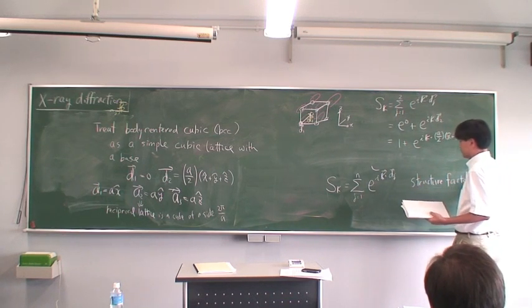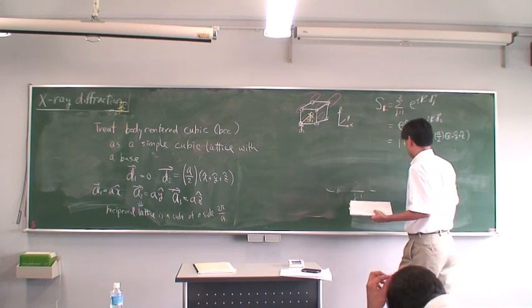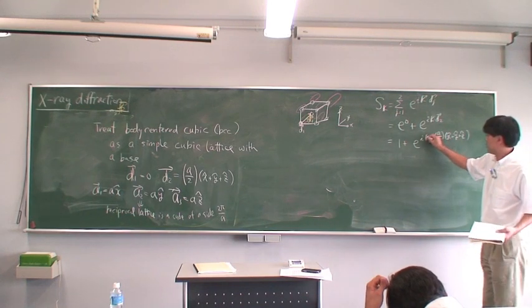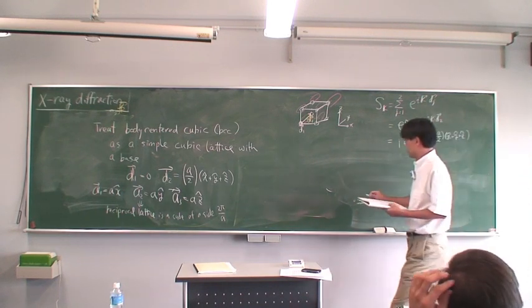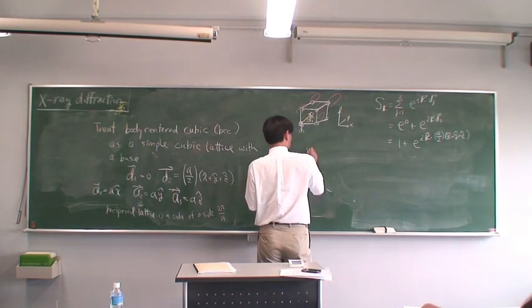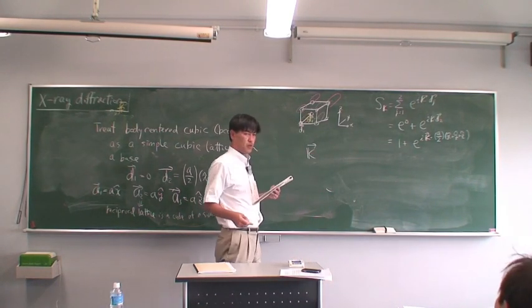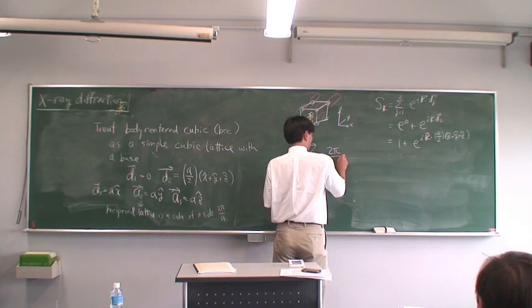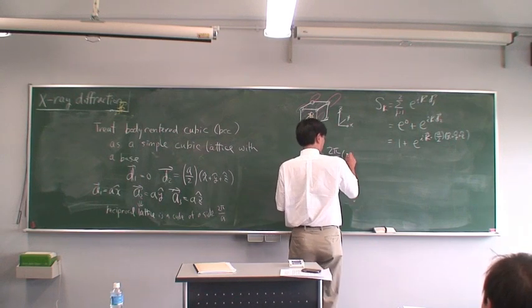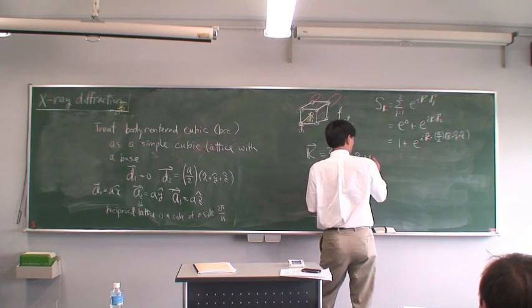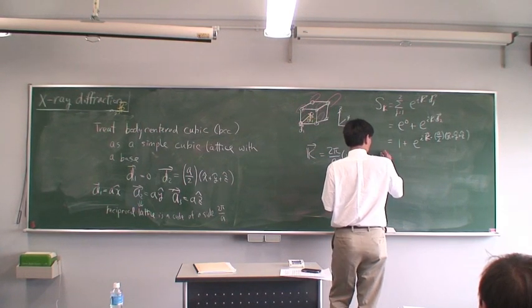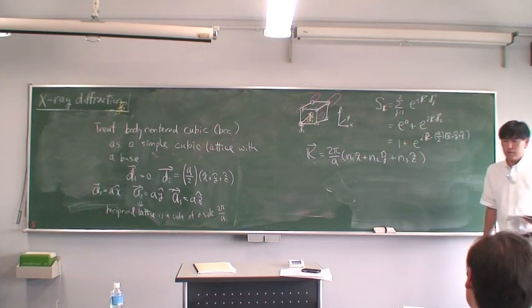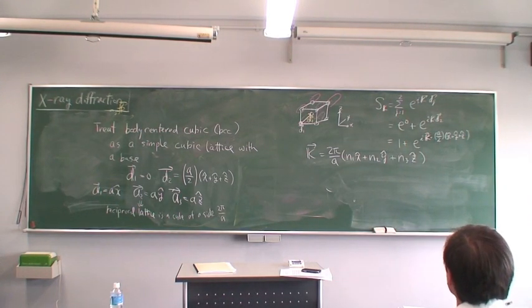Now we have to represent K somehow. So I put K, a reciprocal lattice vector, as 2 pi over a times (n1 x hat plus n2 y hat plus n3 z hat). Make sense? Yeah?